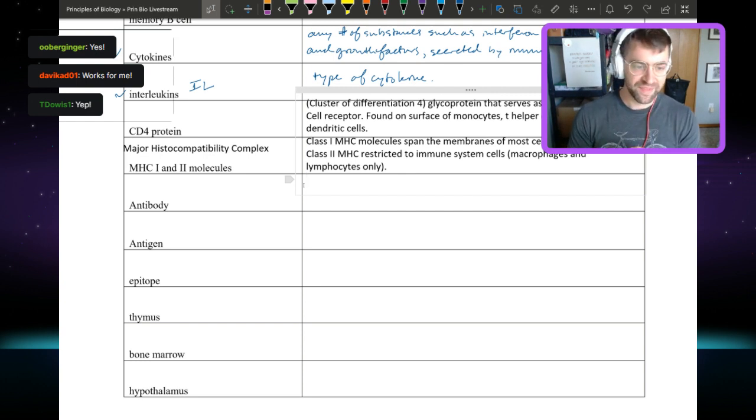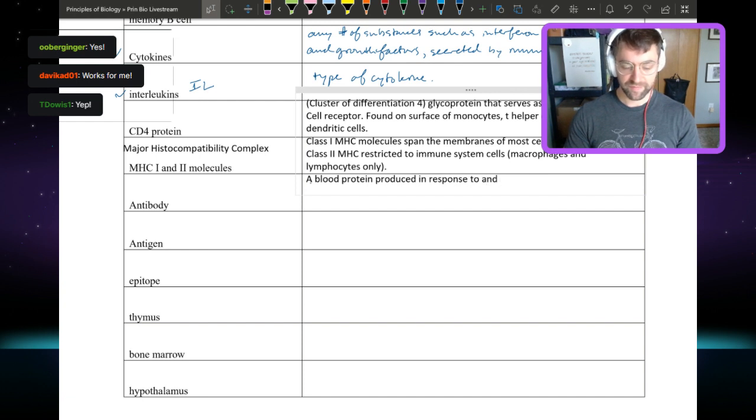Antibodies. These are important. Antibodies are a blood protein produced in response to and counteracting a specific antigen. Antibodies combine chemically with substances which the body recognizes as alien or foreign, such as bacteria, viruses, or any other foreign substance in the blood. So, the blood protein produced in response to and counteracting a specific antigen.